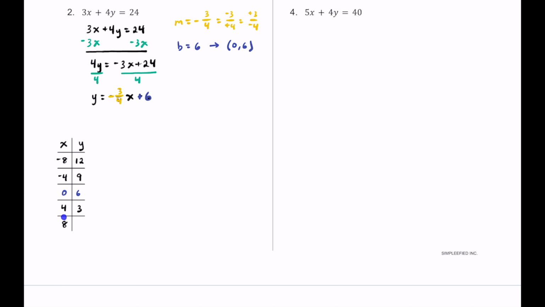Finally, when x is equal to 8, we can substitute that in right here. So we're going to get y is equal to negative 3/4 multiplied by 8, or 8 over 1, and then add 6. This 4 and 8 cross cancel to make 1 and 2. Negative 3 times 2 is going to be negative 6, and negative 6 plus 6 is equal to 0. So when x is 8, y is 0.